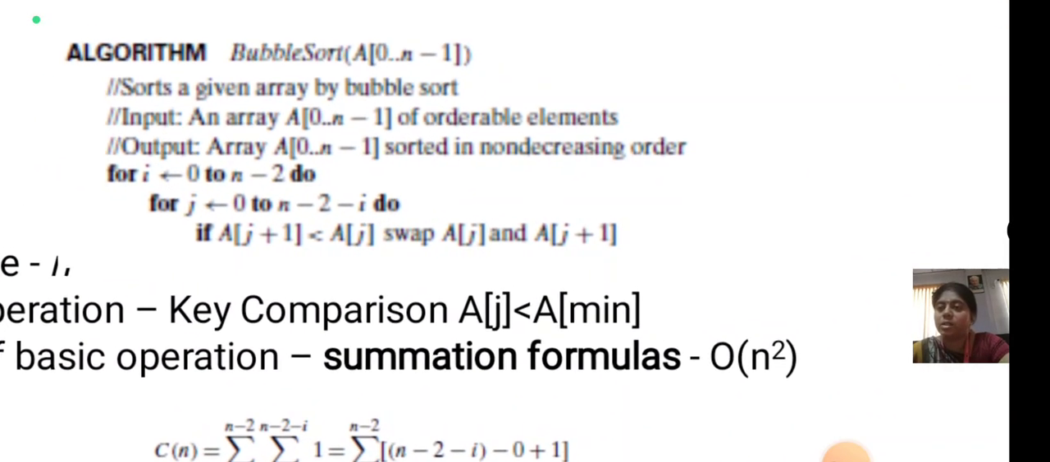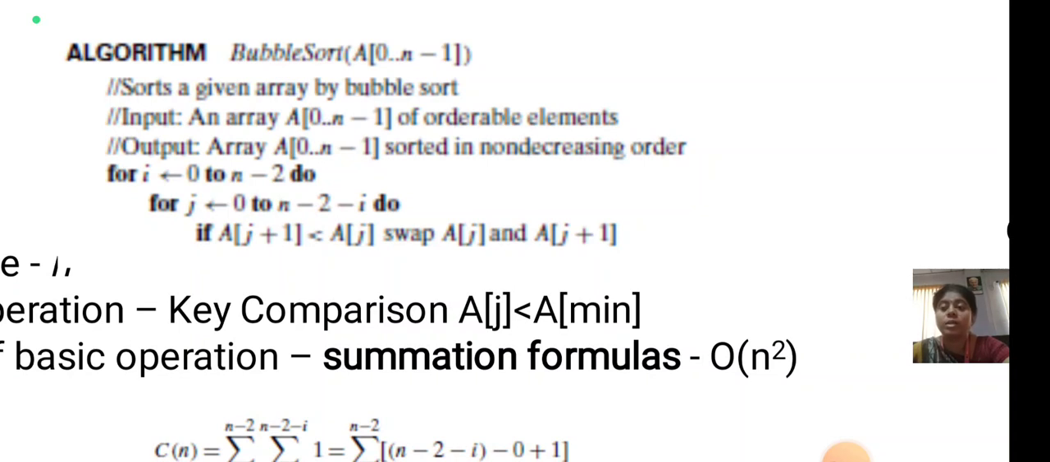Now we will see the algorithm for an array. The array consists of elements 0 to n minus 1, and the output is the same array, but in ascending order. The first for loop runs from 0 to n minus 1, and the second for loop, the j loop, runs from 0 to n minus 2 minus i. Here the first element and second element are compared, and if the second is lesser, the first and second elements are swapped.